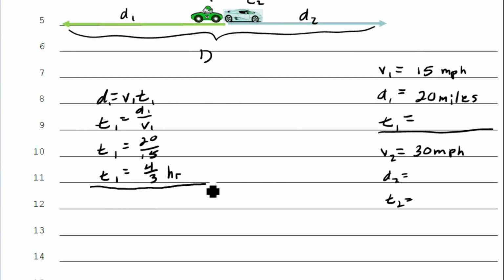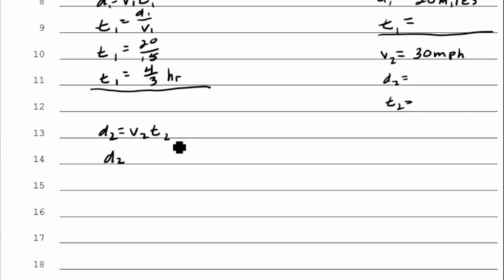And to find D2, we know T2 has to be 4/3 hours also, so we get D2 equals V2 T2. D2 equals 30 times 4/3 of an hour. That means 40 miles.